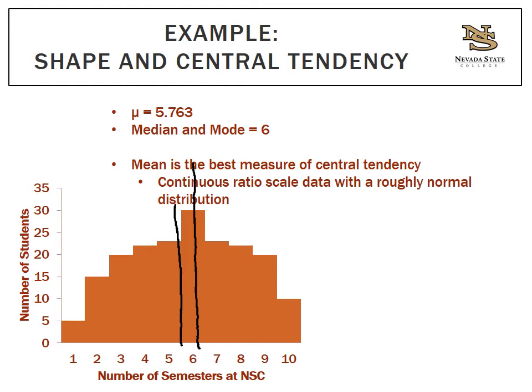And also we know we've got ratio data and it's continuous. Already discussed why that is. And this time we have a roughly normal distribution. So the mean is what we'd go with in this case.